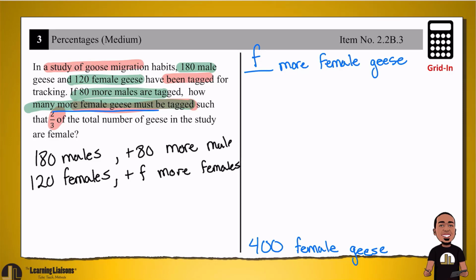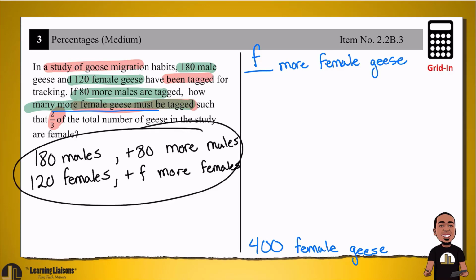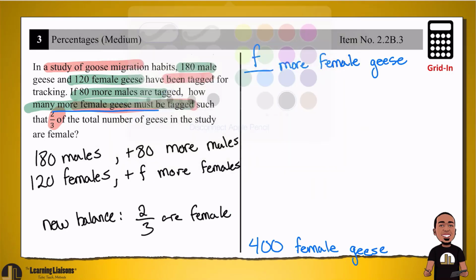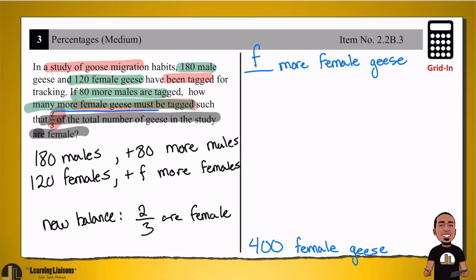All right. So with that written out, we know that this new population, once we add those new males and females, the new balance will be 2/3 are female. How do I know that? Again, right here. 2/3 are going to be female. So we have all of the information that we need. Here's how we're going to do this. The new balance is 2/3 are female.